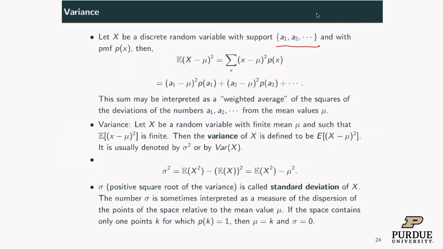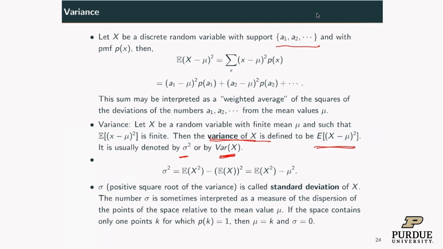So the variance: let x be a random variable with finite mean mu such that the expected value of (x minus mu) squared is finite. The variance of x, by definition, is the expected value of (x minus mu) squared. Sometimes you can write sigma squared or Var(x). That's the notation. So that's called the variance.